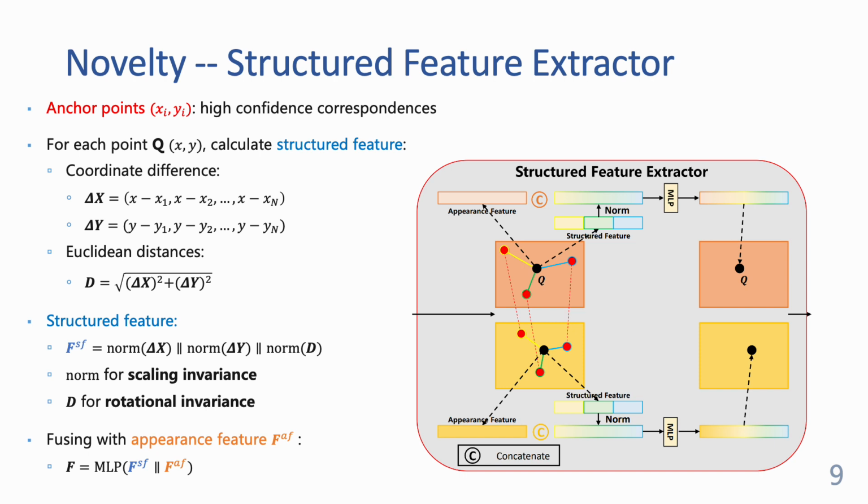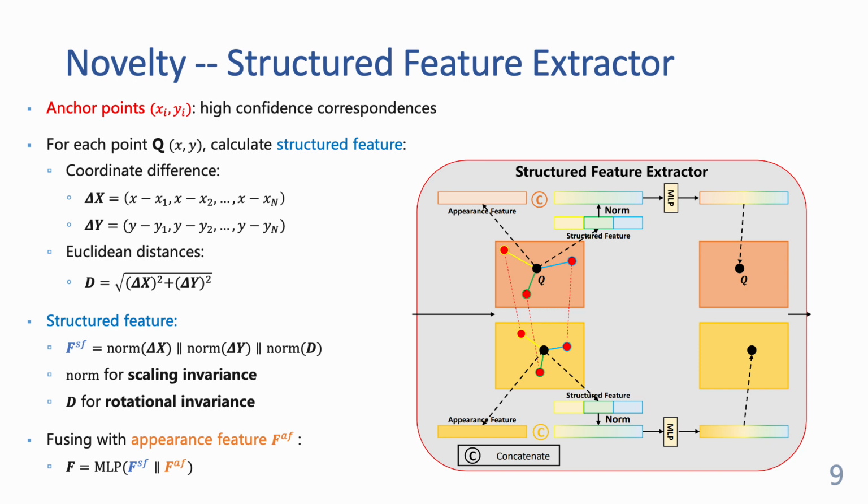Our first novelty is the structured feature extractor, which extracts structured feature and fuses it into appearance feature. First, we select some high confidence correspondences as anchor points, marked as red in the figure. For each point Q in the image, we calculate the coordinate differences and Euclidean distances from Q to all anchor points. Then, structured feature is obtained by concatenation of normalized coordinate differences and Euclidean distances.